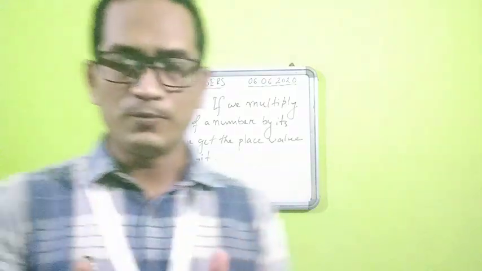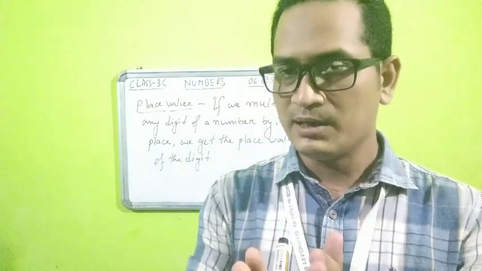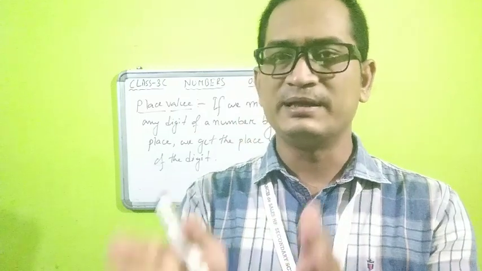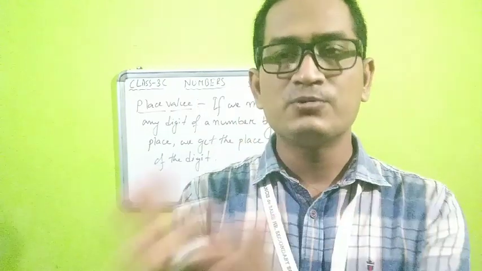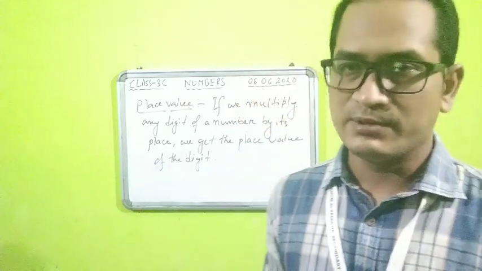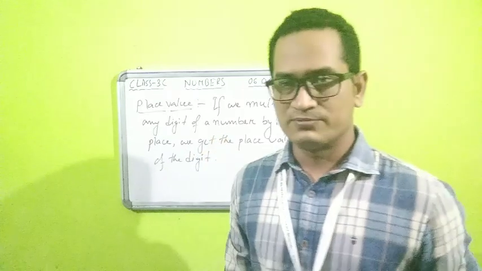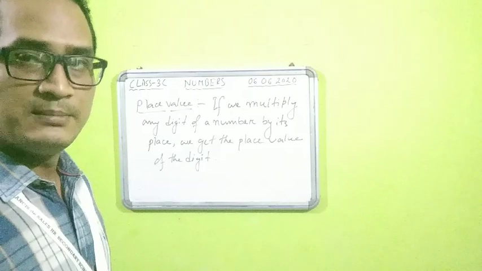As I have shown you, in 354, if I have to find out the place value of 3, what do you have to do? You multiply 3 with its place. 3's place is 100, so you multiply 3 into 100. How much do we get? 300. So 300 will be the place value of 3. That is the concept of place value. Fine.